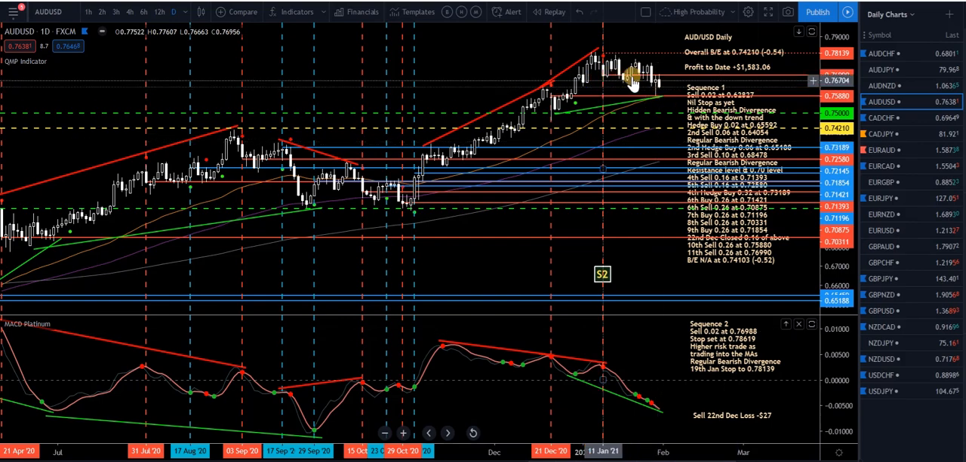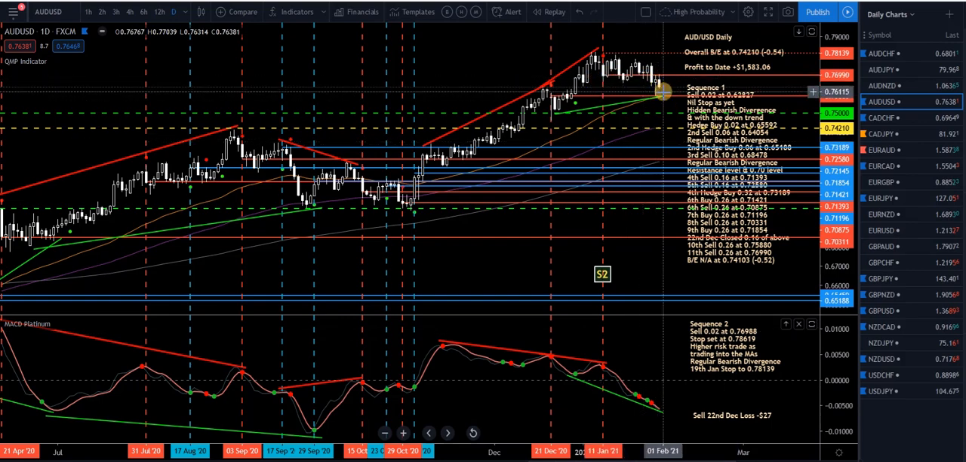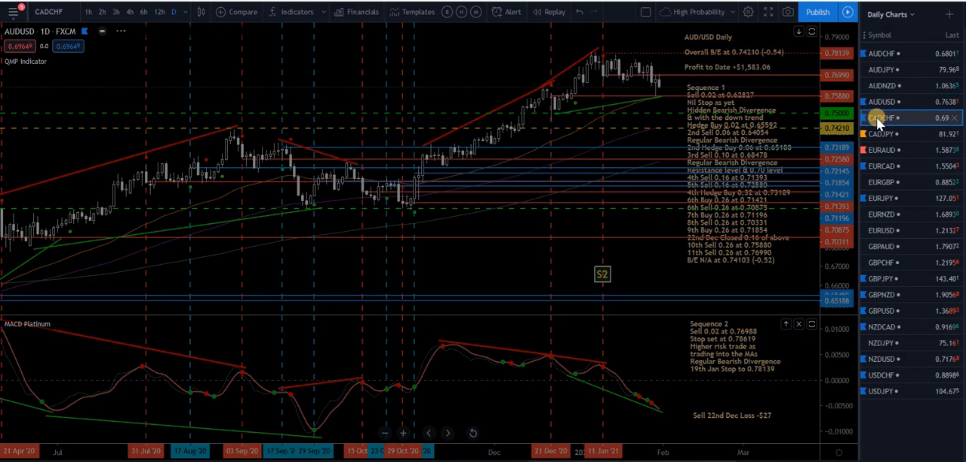In the meantime, we're below the entry point. Big bearish candle on Friday. Hopefully it'll keep on going down. CAD Swiss, yeah.